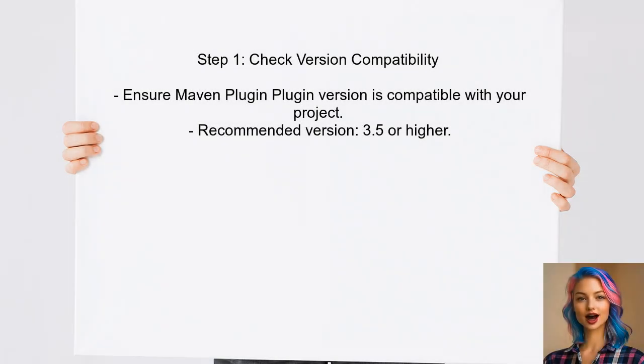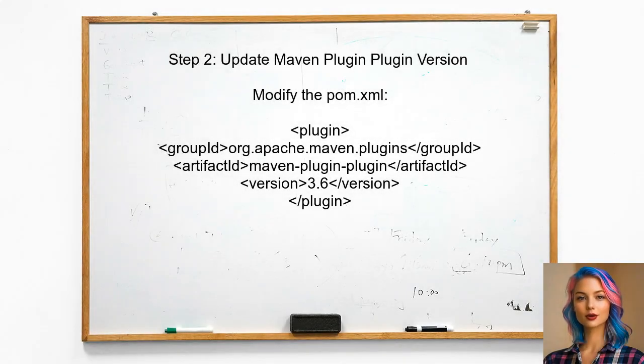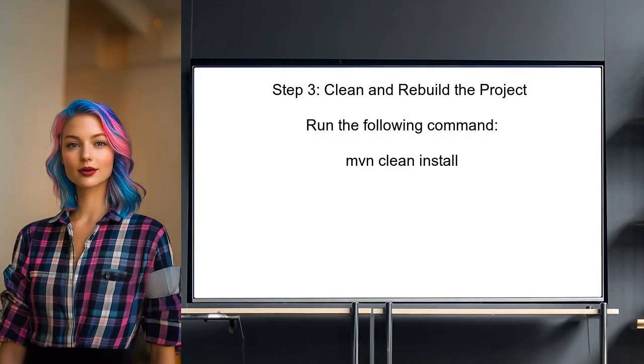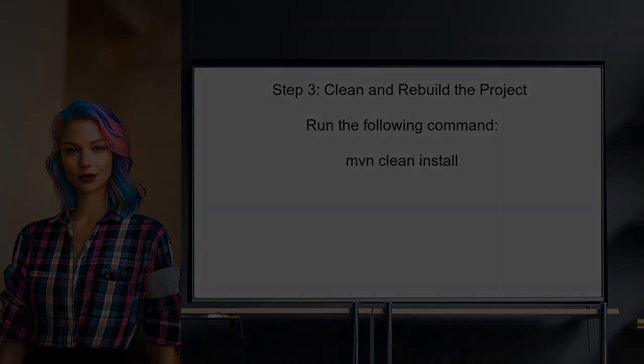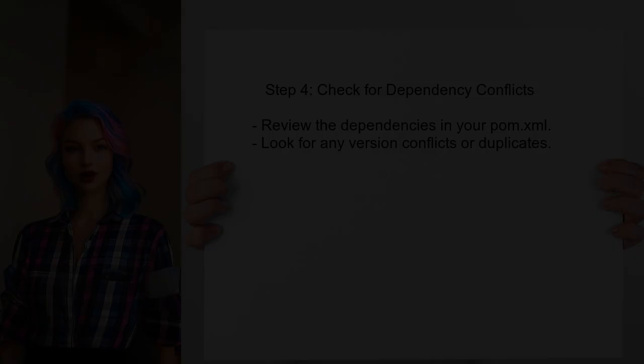To address the issue, the user should first check the version compatibility of the Maven plugin. The error indicates a potential mismatch with the Java annotations being used. Next, the user should update the Maven plugin version in the pom.xml file. This can help resolve the ArrayIndexOutOfBoundsException error. After updating the version, the user should clean the project and rebuild it. This ensures that all changes are applied correctly. If the issue persists, the user should check for any conflicting dependencies in the pom.xml file. Conflicts can lead to unexpected behavior during the build process.